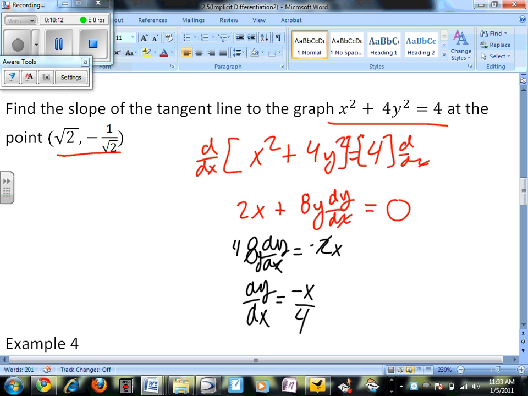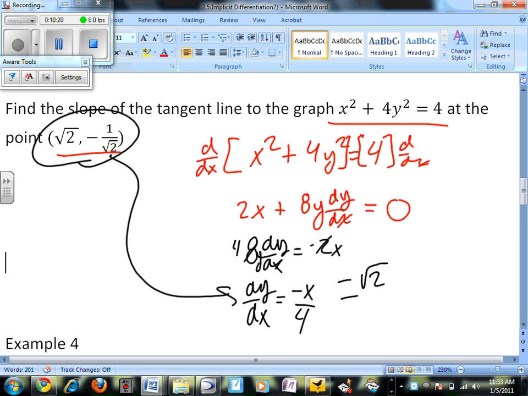And they want us to find the slope, so we're just going to plug this in. So I'm going to plug the square root of 2 in for x, and I'm going to plug a negative 1 over square root of 2 in for y. Well, this is just dividing fractions. Negative square root of 2 divided by 1 all over the square root of 2, actually negative. So I'm going to multiply. I'm going to flip this. Change the sign, and I'm going to flip this.